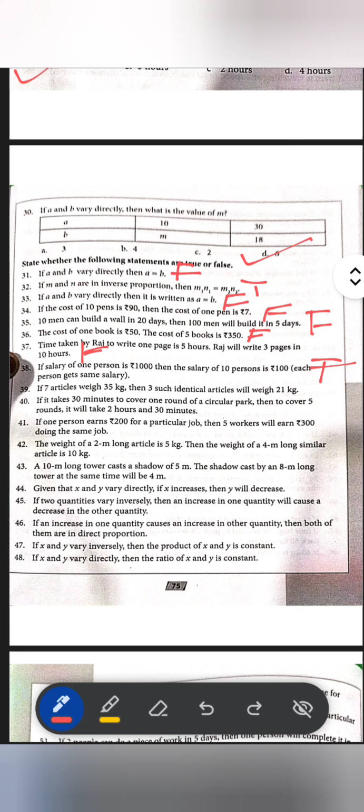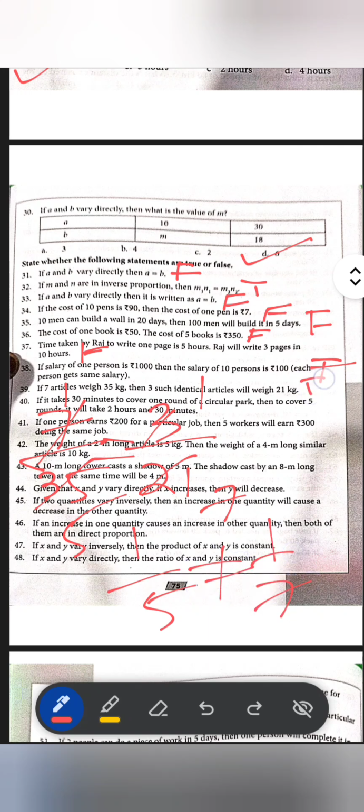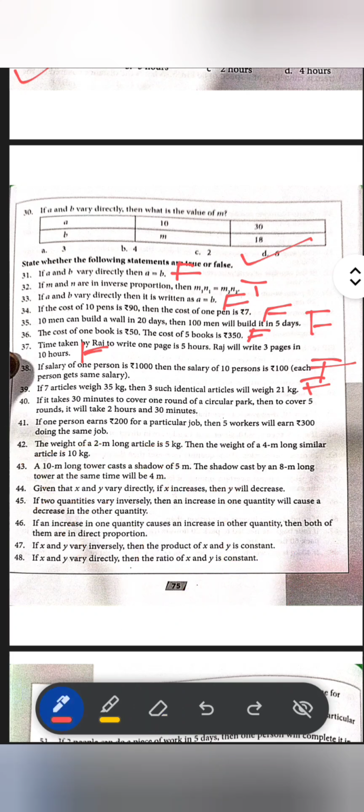If 7 articles weigh 35 kg, 3 such identical articles will weigh 21 kg. Let's check that one. 7 articles by 35 kg. So here 3 such articles is equal to 21. 7 ones are 7 fives, 3 ones are 3 sevens. And we know that 1 by 5 is not equal to 1 by 7. So this statement is also false. Very easy questions. Let's do the next part.